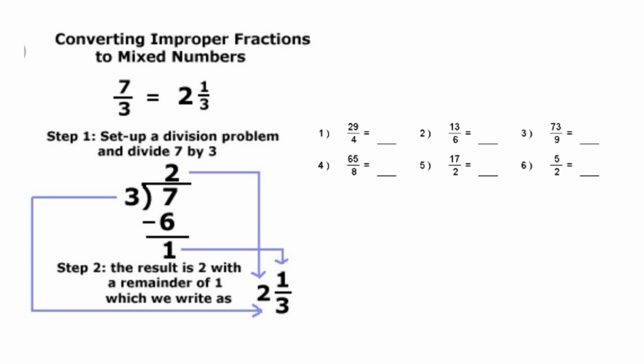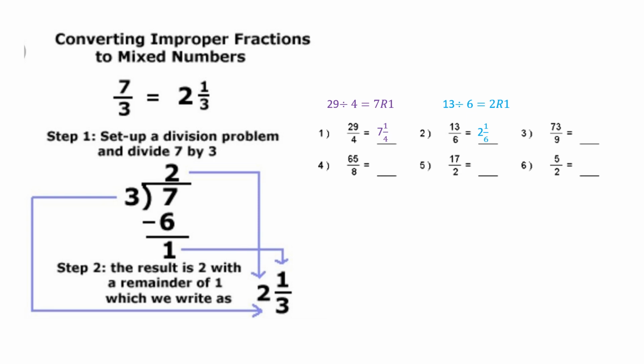So in number 1 on the right here, 29 is divided by 4, which gives me 7 with a remainder of 1. So 7 becomes my whole part, the 1 becomes my numerator, so that becomes 7 1/4. In number 2, I'm going to divide 13 by 6. That's going to give me 2 with a remainder of 1. So 2 is my whole part. The 1 is my new numerator, so that gives me 2 1/6.